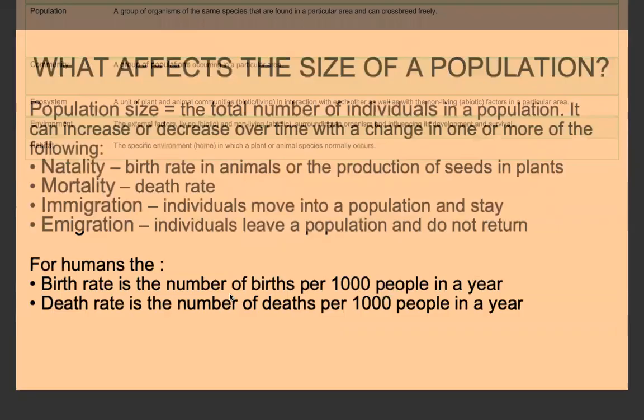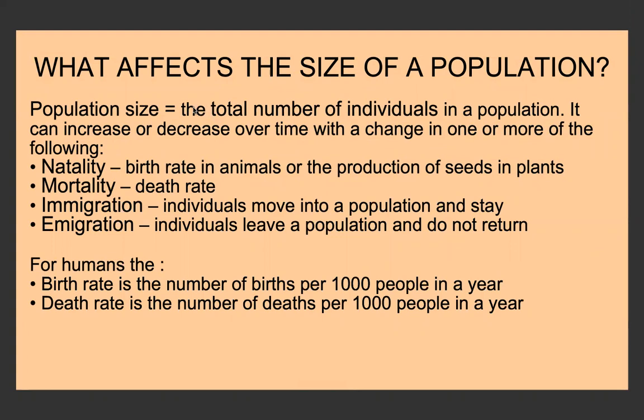So what does affect the size of a population? Well, the population size is the total number of individuals in a population. That's really self-explanatory. It can increase or decrease over time with a change in one or more of the following. These four are really important. Natality, which is the birth rate in animals or the production of seeds in plants. Mortality, which is the death rate. Immigration, individuals moving into a population and staying. And emigration, individuals leaving a population and not returning.